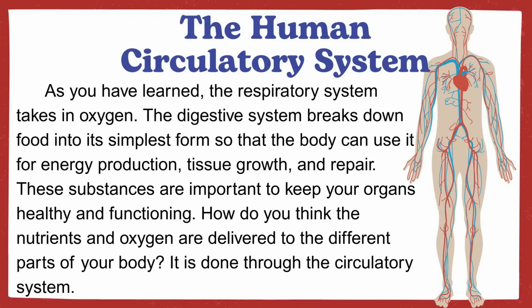As you have learned, the respiratory system takes in oxygen. The digestive system breaks down food into its simplest form so that the body can use it for energy production, tissue growth, and repair. These substances are important to keep your organs healthy and functioning. How do you think the nutrients and oxygen are delivered to the different parts of your body? It is done through the circulatory system.